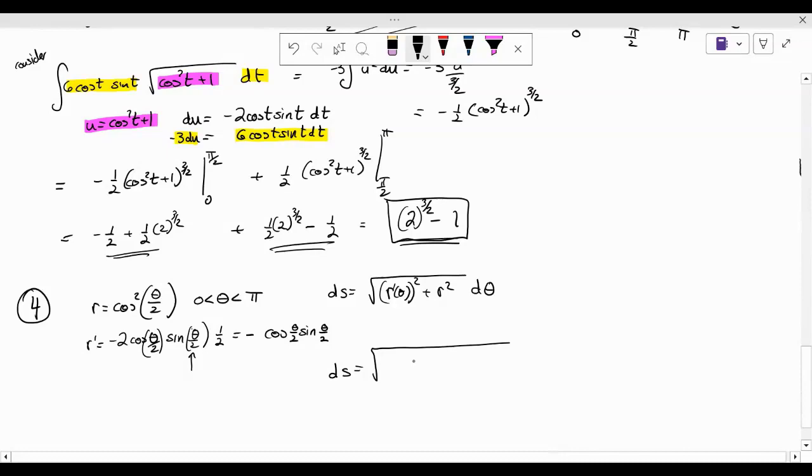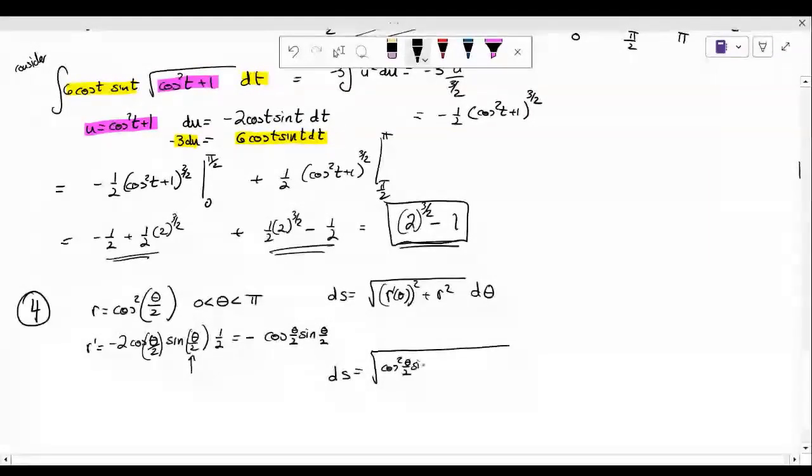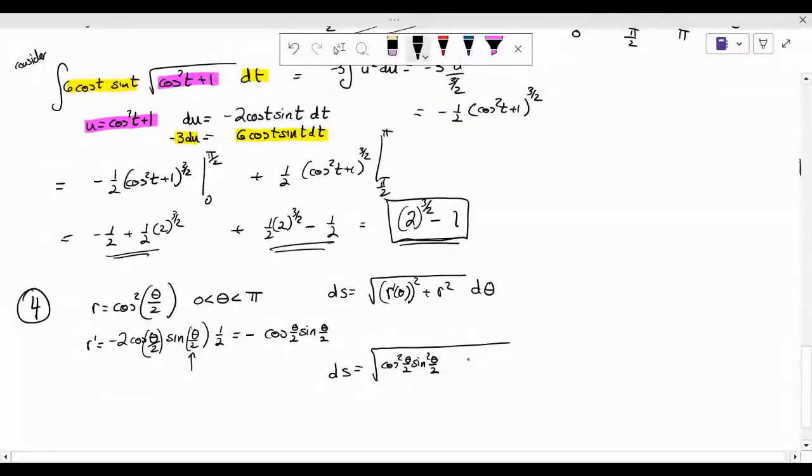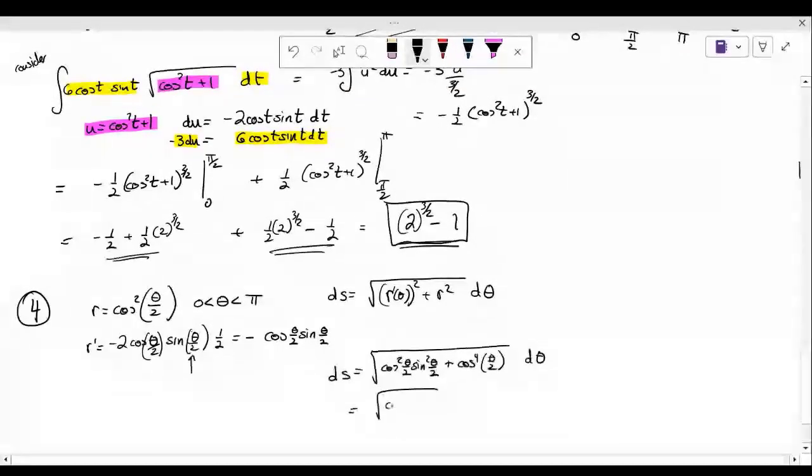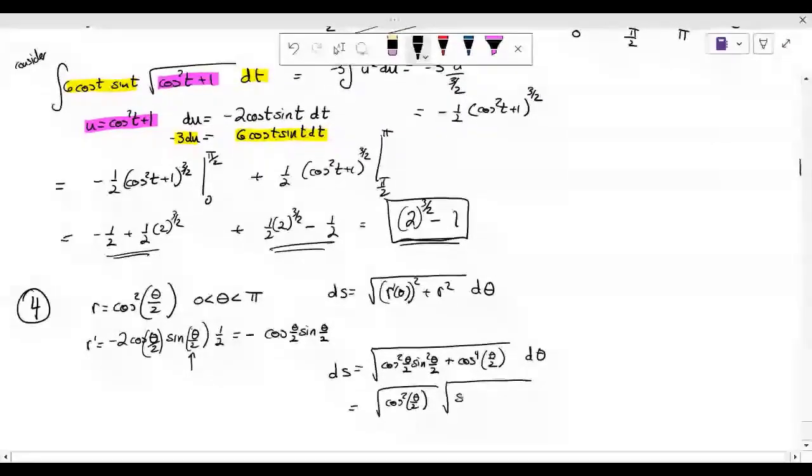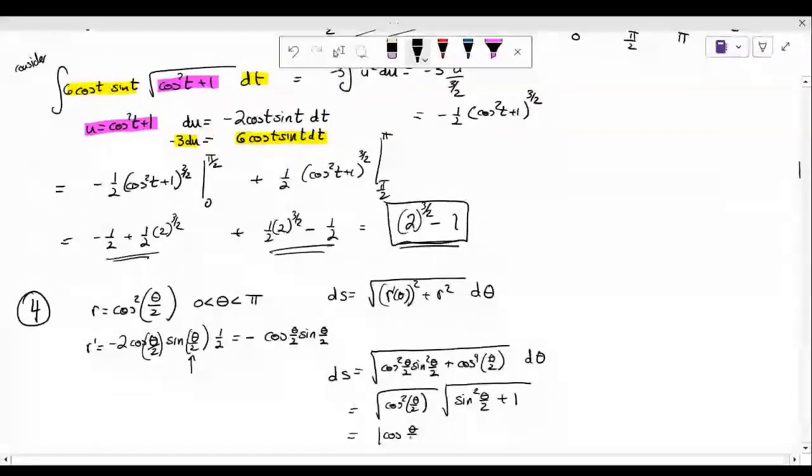So r prime squared plus r squared. So I think it's a very similar type of problem. d theta. Because we can factor out a cosine squared. Yeah, it's not too dissimilar, right? Here we have the absolute value of cosine.